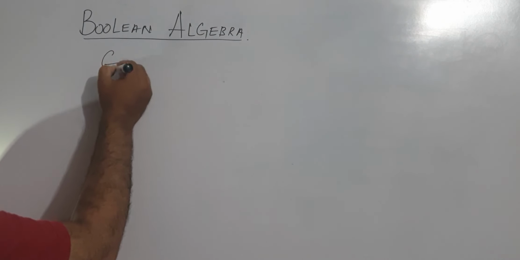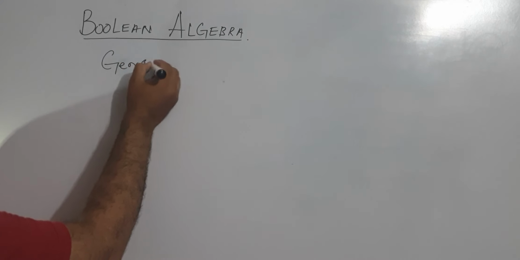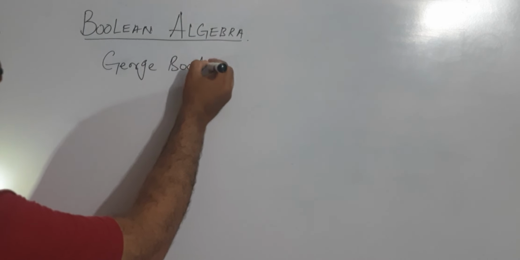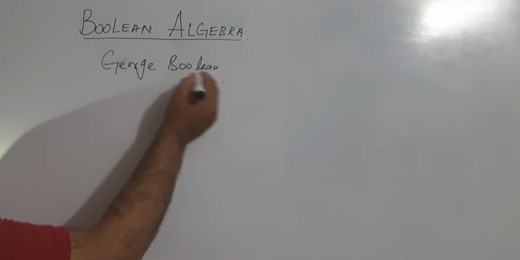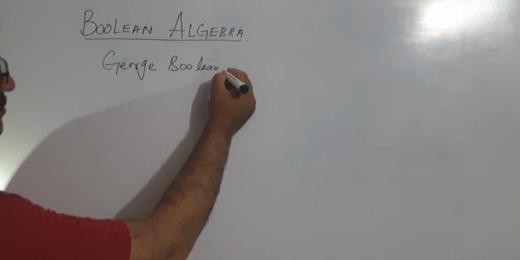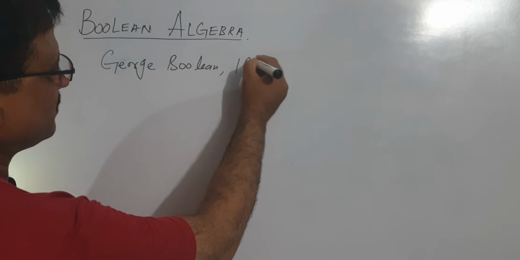This algebra was developed by a mathematician whose name was George Boole. So it is why this algebra was named after him, and it is why this algebra is called Boolean algebra. And this algebra was invented back in 1852.